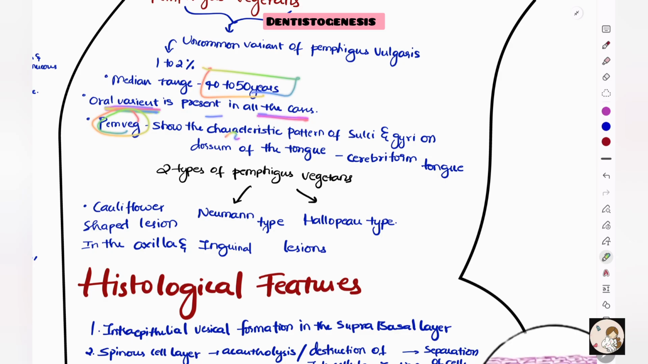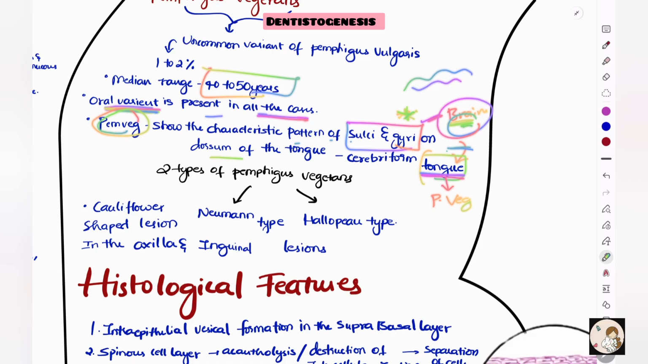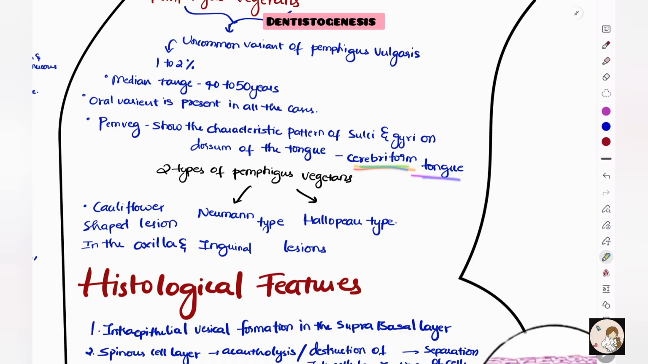Pemphigus vegetans shows a characteristic pattern of sulcus and gyri, and this is important. Where do we see the sulcus and gyri? In the brain. But the same characteristic is seen on the tongue. So, if the sulcus and gyri pattern is seen on the tongue, that indicates Pemphigus vegetans. Which part of the tongue? The dorsum of the tongue, in a cerebriform pattern. So that tongue is called a cerebriform tongue.